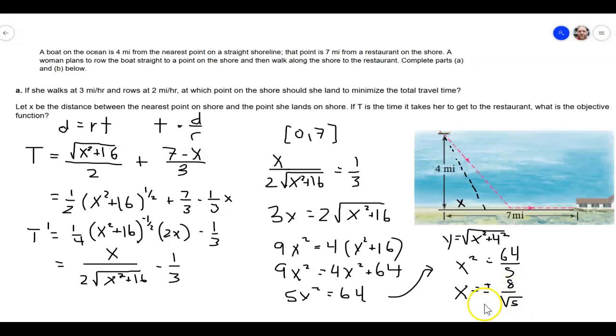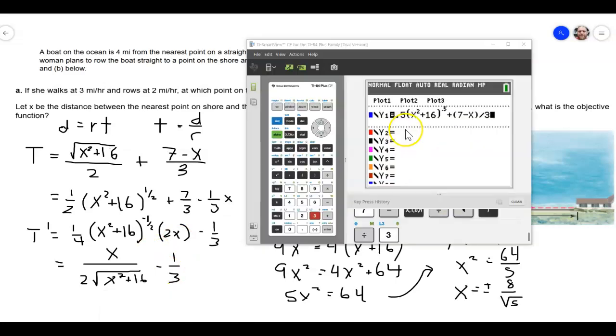So here's what I have, and then I check to see which ones of these are in my original domain, and just the positive version. So that's the only one. And so this is my critical value. So that's the one that I'm going to use. And I also have to actually check my endpoints as well. So I check my endpoints and I check this value to see which one is best. So let's go ahead and do that as well.